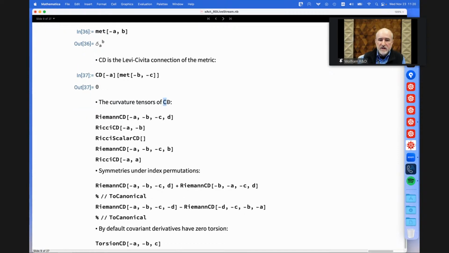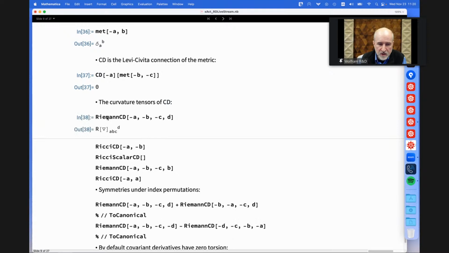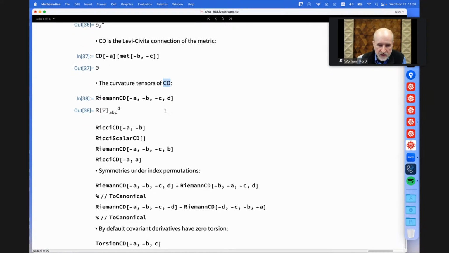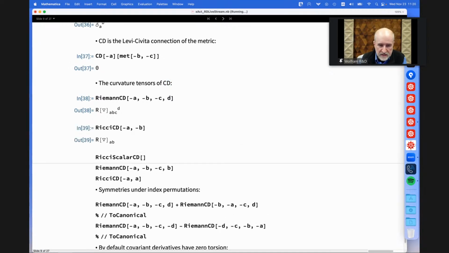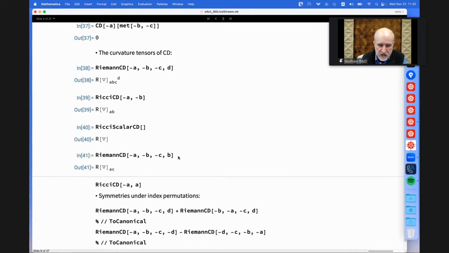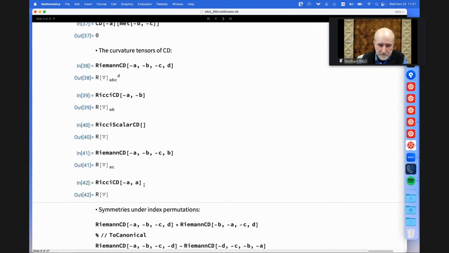Now, every covariant derivative will have a variety of curvature tensors associated to it. So this is the Riemann tensor of CD. Because we can have many covariant derivatives, we need to specify which covariant derivative this is. You can associate different symbols to different covariant derivatives. This is the Ricci, this is the Ricci scalar, right? Okay, if we contract indices in Riemann, of course, we get Ricci. If we contract indices in Ricci, we get the Ricci scalar.